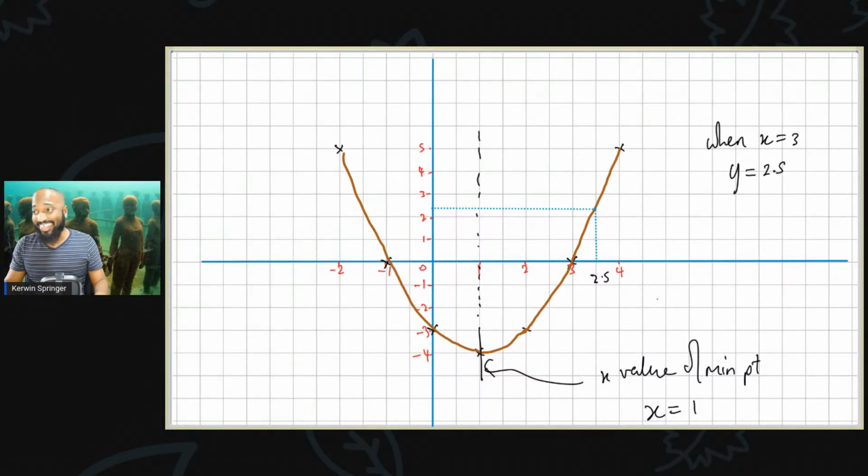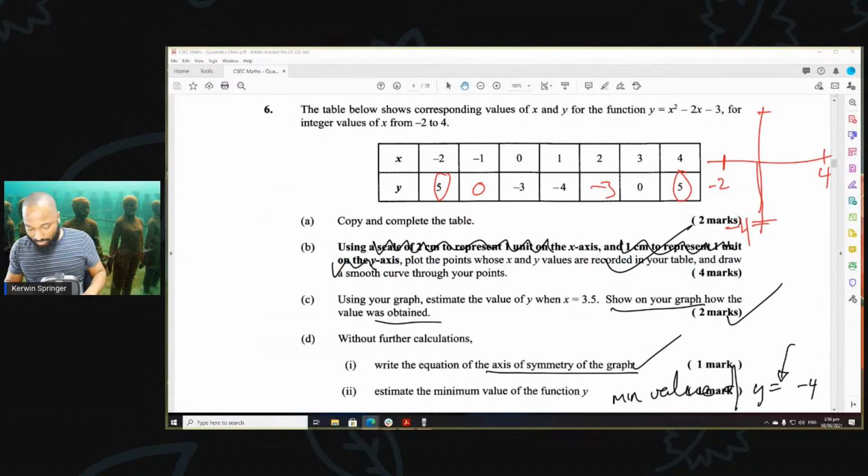2.3? 2.3? We could pull up decimals and see the exact answer. It really is 2.25. All right, so ignoring all of that, estimate the minimum value of the function y.